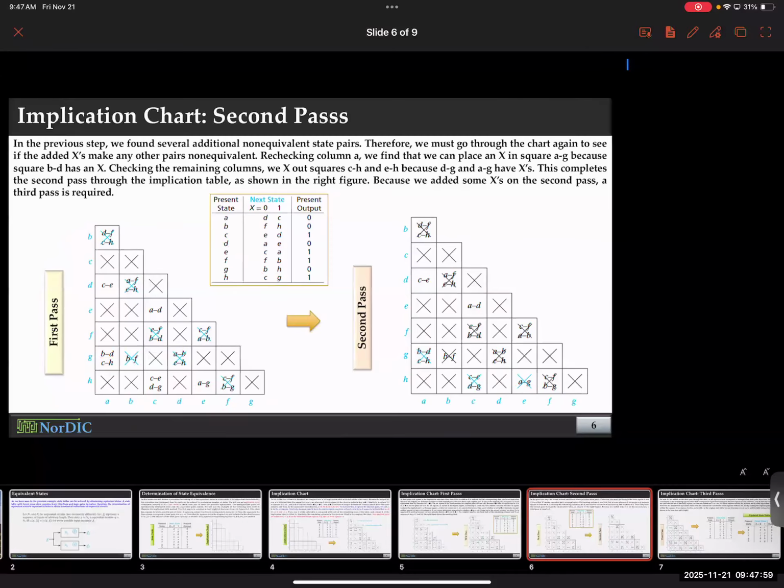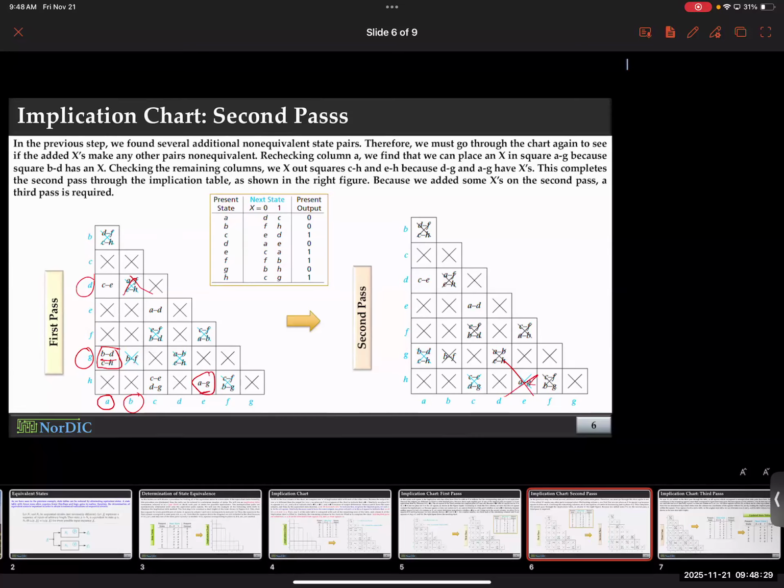Let me take a step back. I'm going to assess whether AG can be equivalent. AG corresponds to this one, A and G, and that has two conditions inside it. I don't have a cross here, so I have to go deeper into it. So let's see. BD. Where is BD? This is B, this is D, and it has been crossed out in the previous stage. Even if you get one of them crossed out, the entire thing will be crossed out.